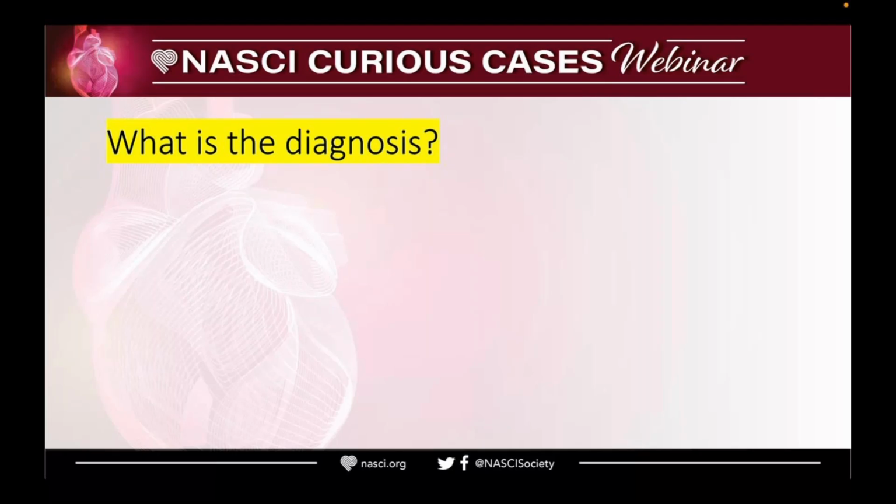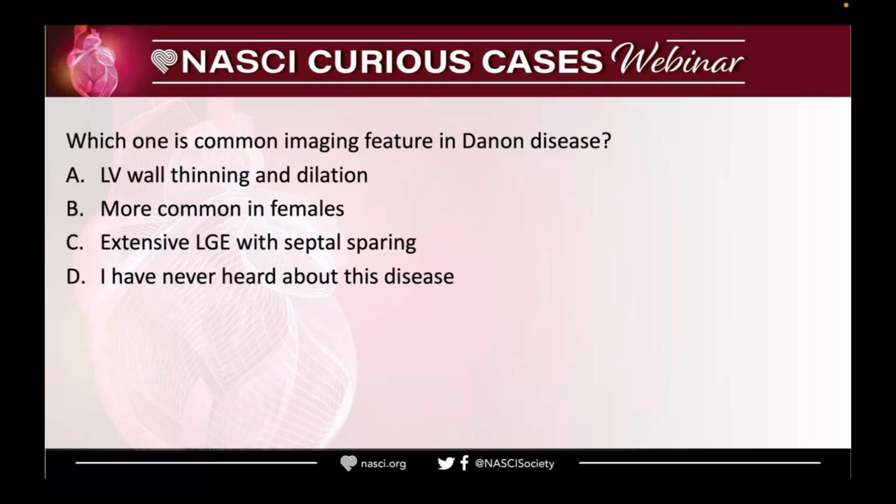Particularly, this is a 15-year-old. Okay, let me tell you, this is a very good thought, and I think many of us have encountered such a situation, and we'll call it hypertrophic cardiomyopathy. And this was a patient with Danon disease. Is any of those features more suggestive that this is Danon disease rather than HCM? Like, what's the imaging feature in Danon disease?